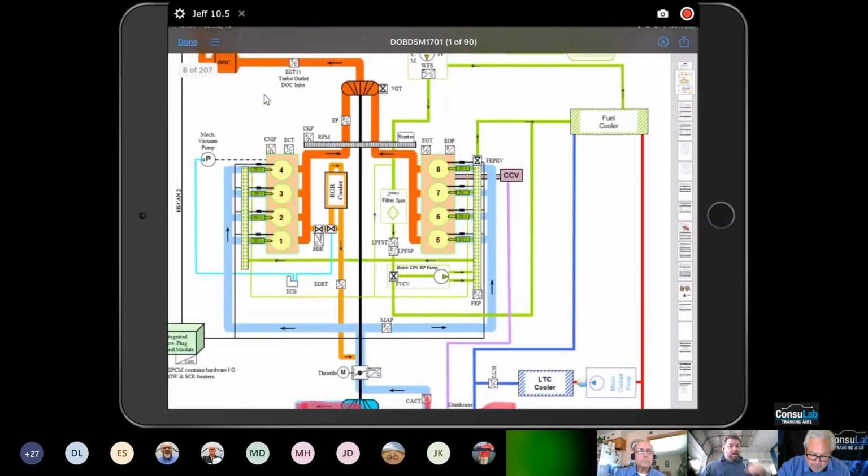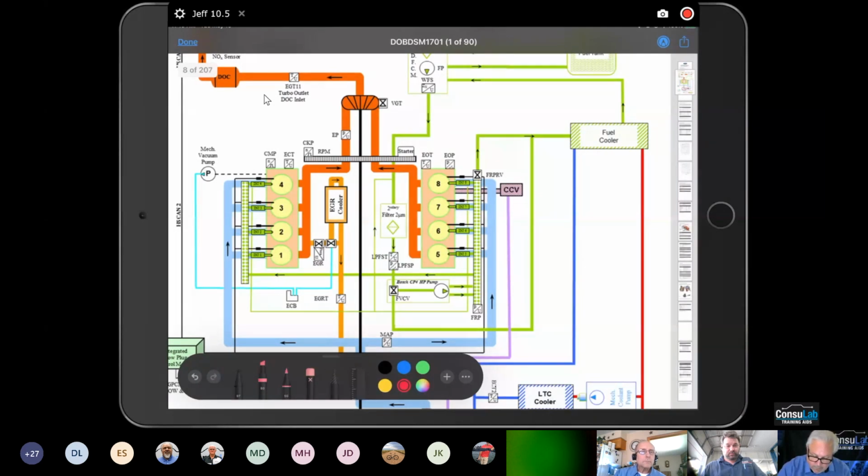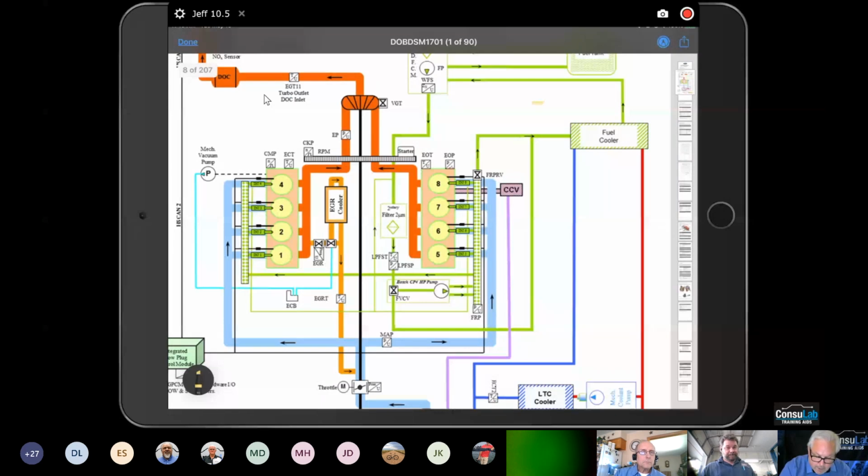So as we move through the system, we've come through the turbocharger. I'm going to ink here in a different color. Let's go to yellow. So you know, that turbocharged air comes up and enters into our cylinders. And then with a combustion process, we end up with hot exhaust gases coming out. And the first place I'll stop is the diesel oxidation catalyst.